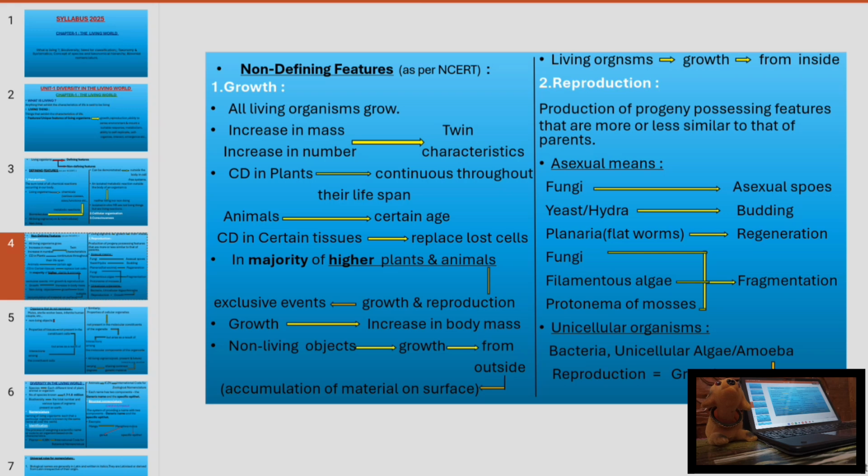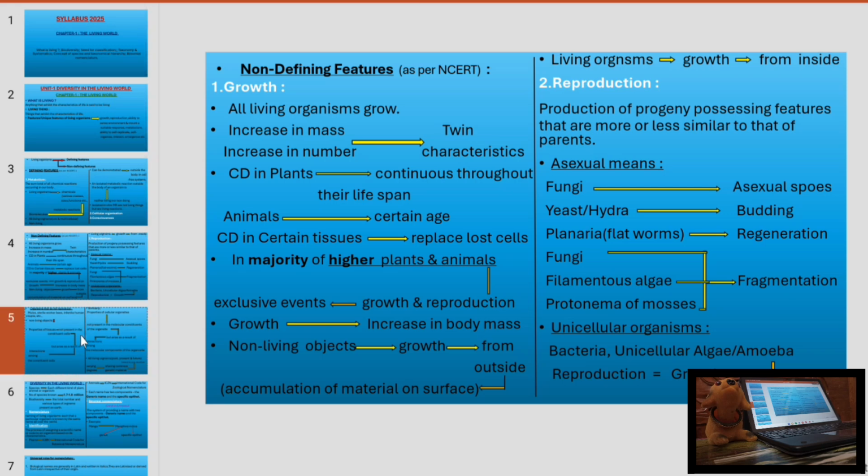In asexual reproduction, first, fungi reproduce by asexual spores. Yeast or hydra reproduce by budding. Planaria or flatworms reproduce by regeneration. Fungi, filamentous algae and protonema of mosses generally reproduce by fragmentation, and in unicellular organisms like bacteria, unicellular algae or amoeba, reproduction is equal to growth because they are unicellular.